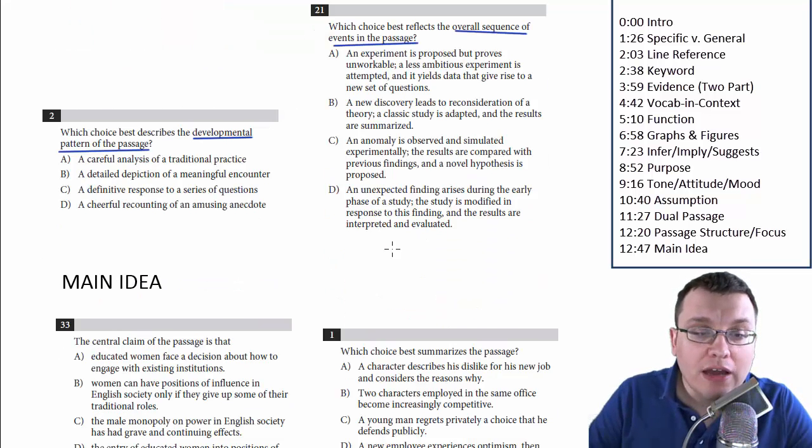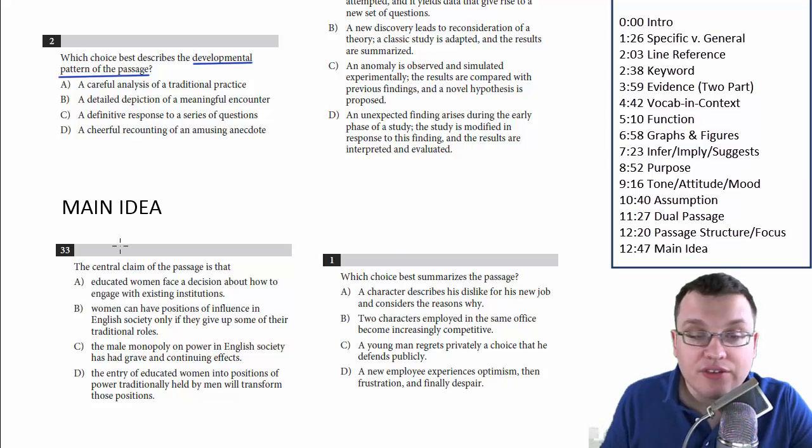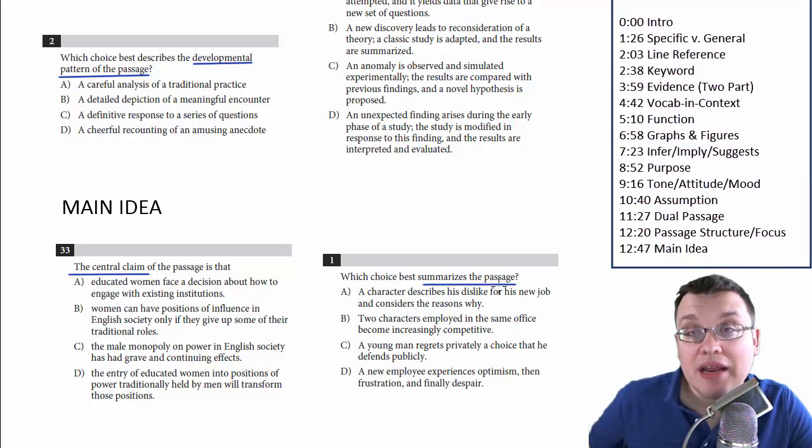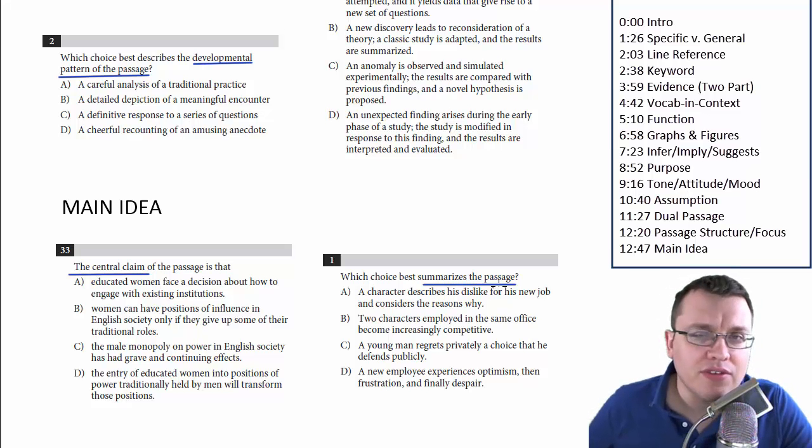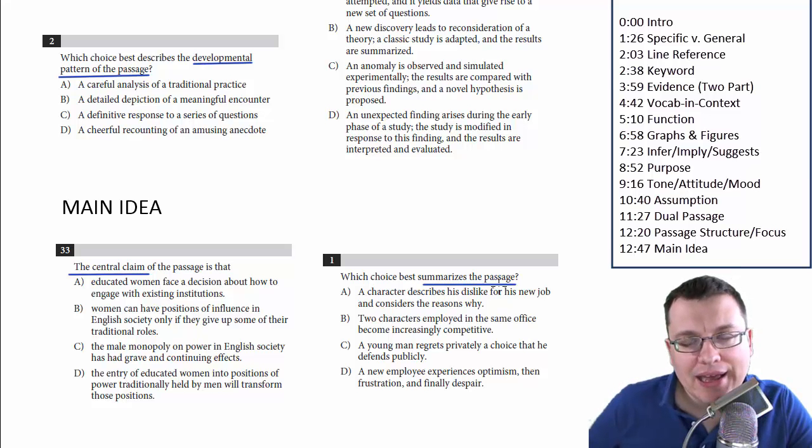Let's move on to the final one, which is main idea, which I think is self-explanatory, but you'll see things like what is the central claim, what summarizes the passage, what's the main idea, even the main purpose of the passage is in some sense a main idea question. But these are the ones that, of course, you would leave until the end, until you've done all the specific questions, and then you can go back and tackle these general questions like main ideas.